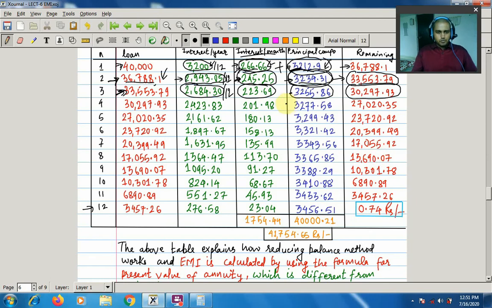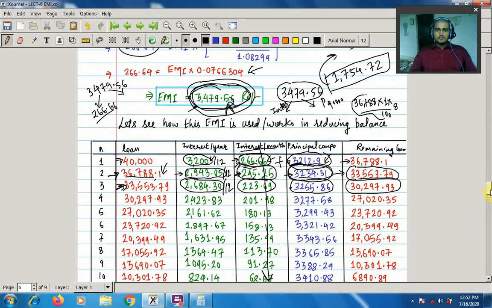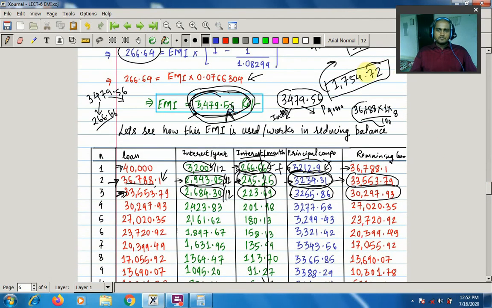Now the important point is, just look at the interest you are paying to the bank. The interest you are paying to the bank is this column. You just need to add all the figures in the column. You will get 1,754.44 paisa, and what we calculated earlier is coming 72 paisa. There's a difference. Okay, so it's not a big difference.